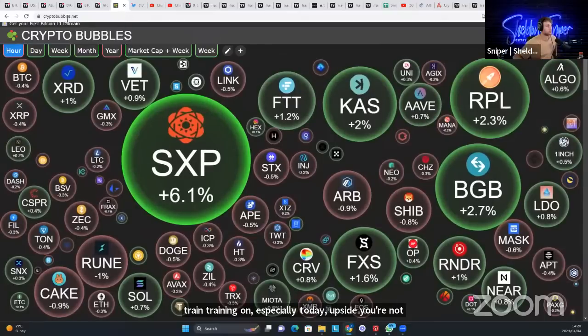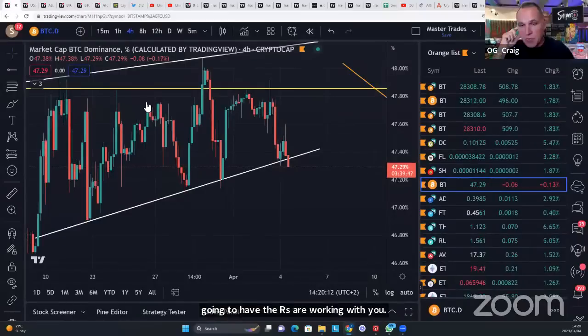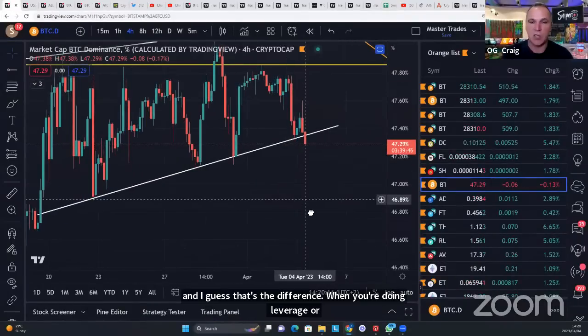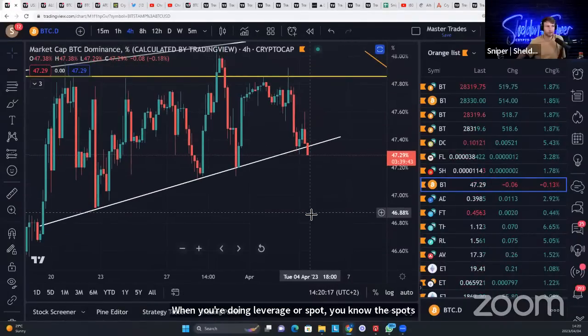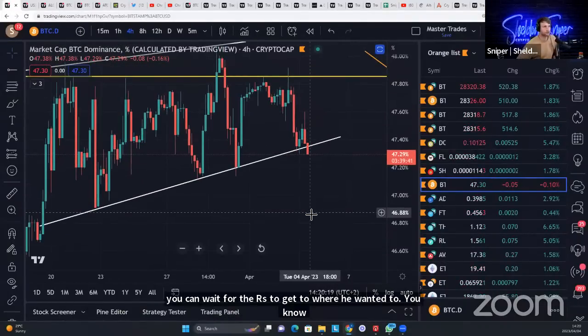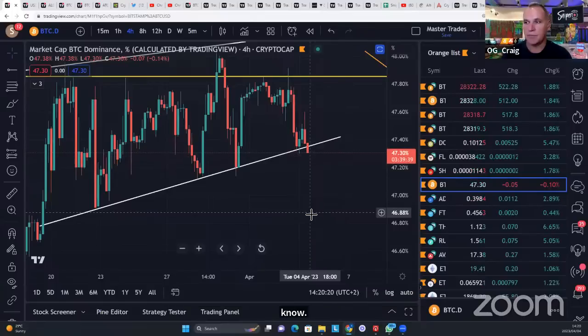And I guess that's the difference when you're doing leverage or spot. With spot, you can wait for the RSI to get to where you want it to. Never be afraid to get those entries. RSI rule for sure. Never be afraid on those.